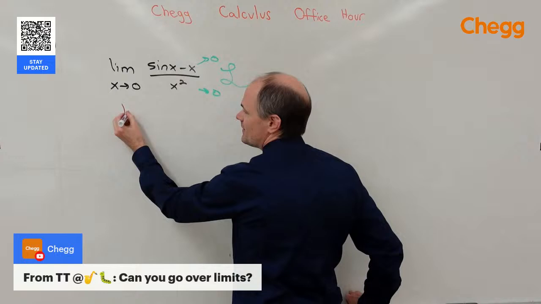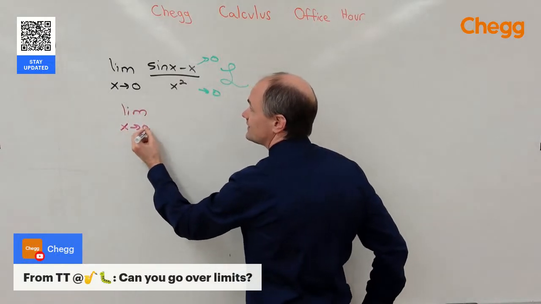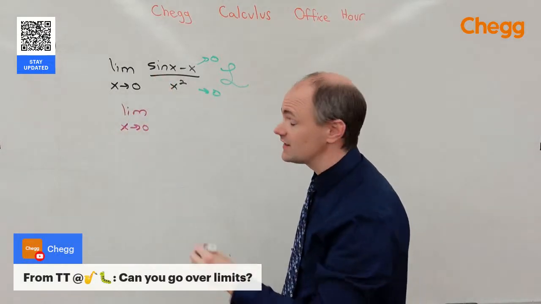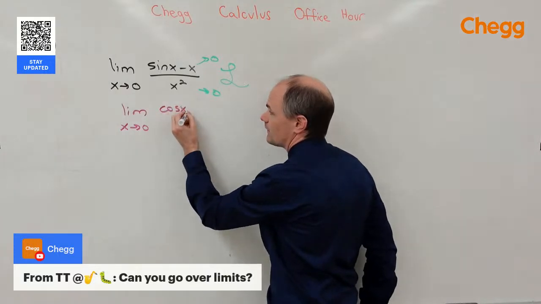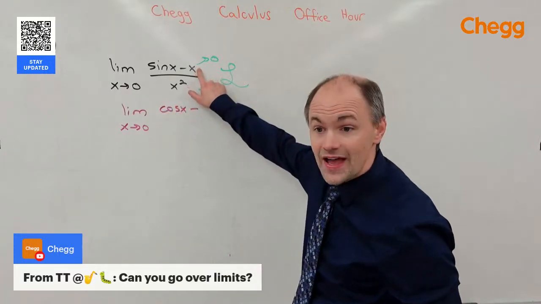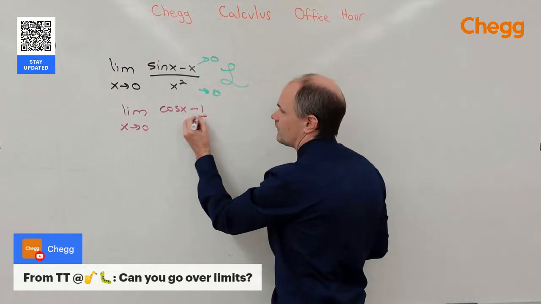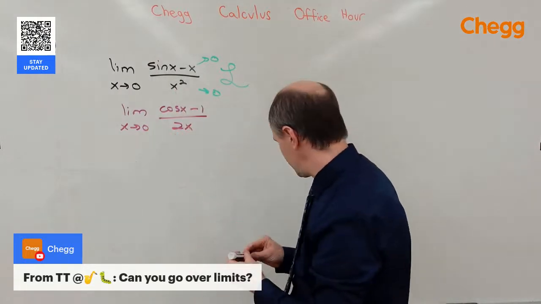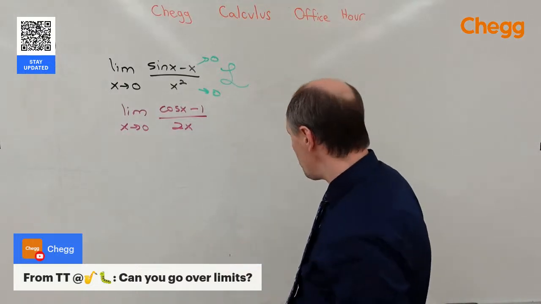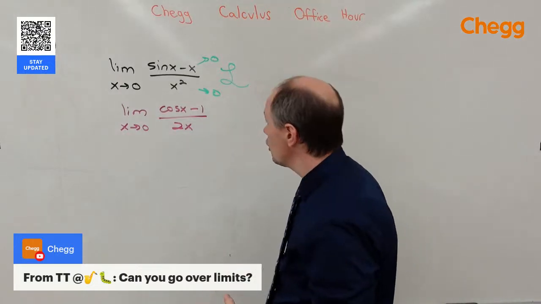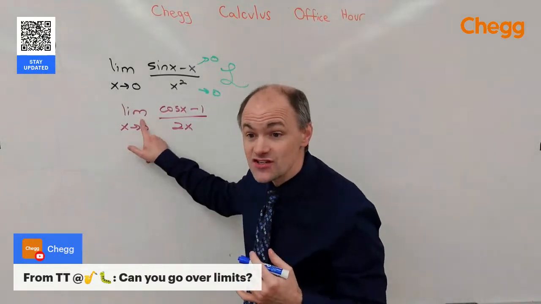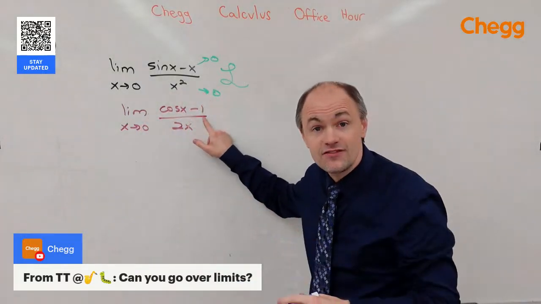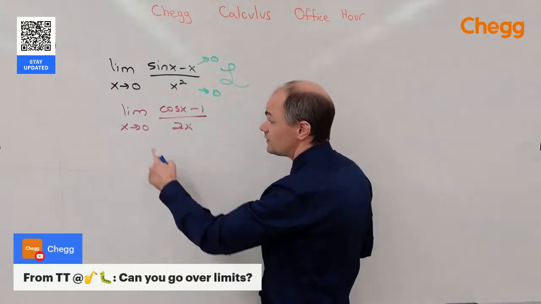So we're going to take the limit as x goes to 0. The derivative of sine x is cosine x, minus the derivative of x, which is 1, over the derivative of x squared, which is 2x. The hope is that after making this change, we'll end up with something where we can actually plug 0 into the function. Well, look what happens when we do.